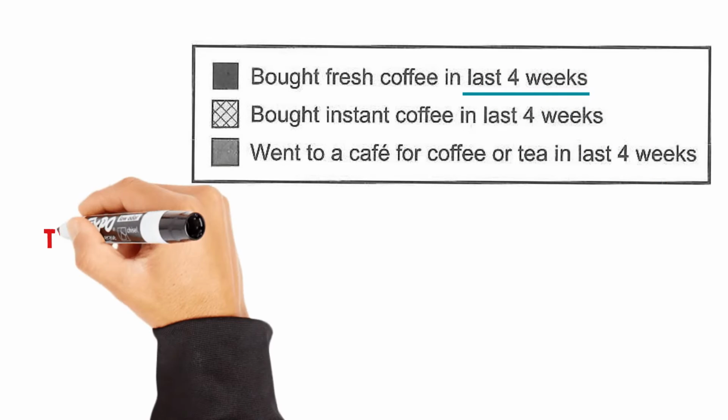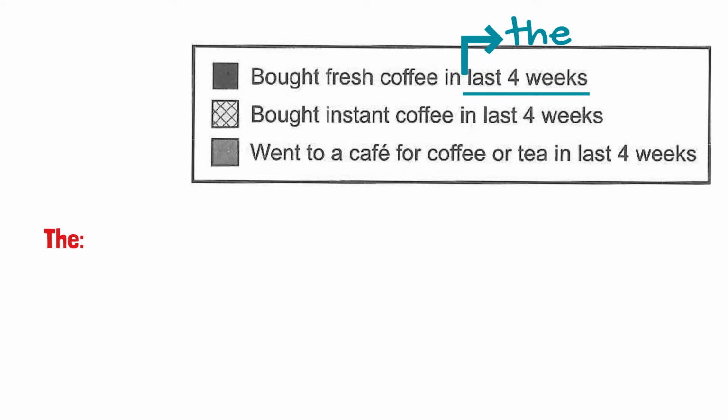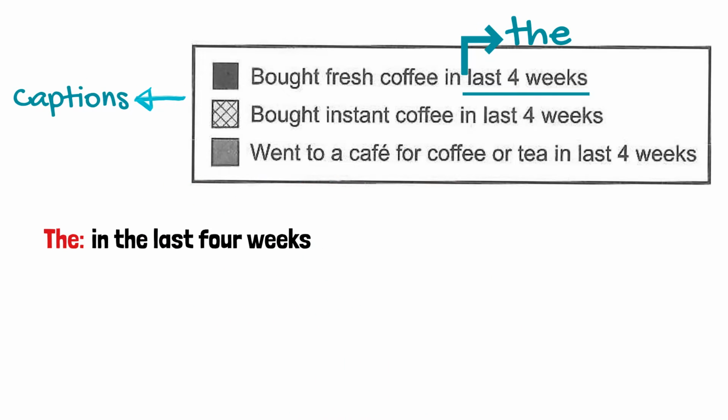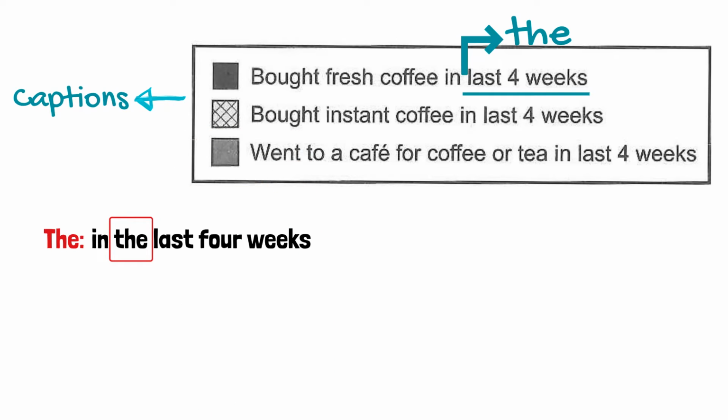The first thing is the definite article. Notice the definite article is missing here. This is because these are captions. Articles are often omitted in headlines, titles, subtitles, and captions to save space. However, you definitely need the definite article in your writing, so make sure to write "in the last 4 weeks".